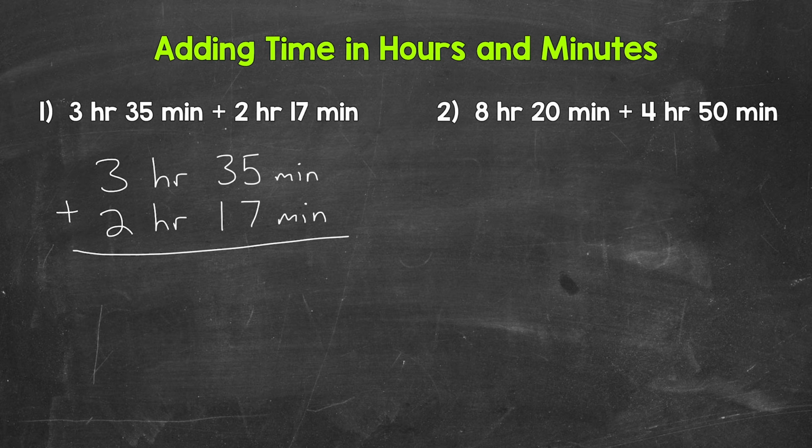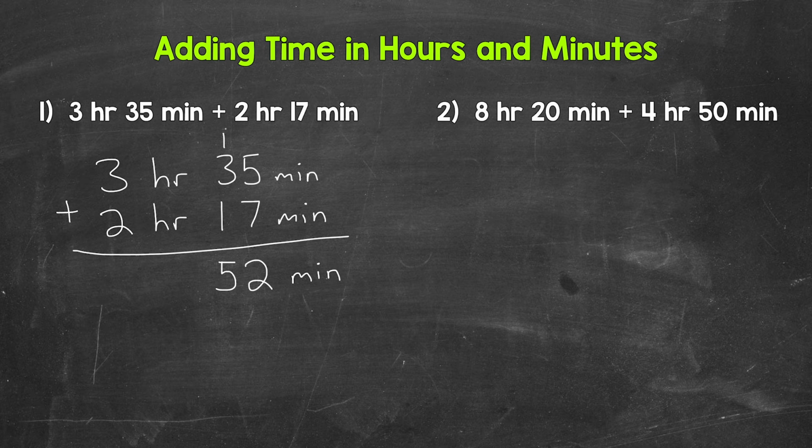Now, once we're lined up, we add. We add the minutes and then the hours. So starting with the minutes here, we have 35 minutes plus 17 minutes. We'll start with 5 plus 7. That gives us 12. So we write our 2 and then carry the 1. Now we have 1 plus 3 plus 1. 1 plus 3 is 4. Plus 1 is 5. So we end up with 52 minutes.